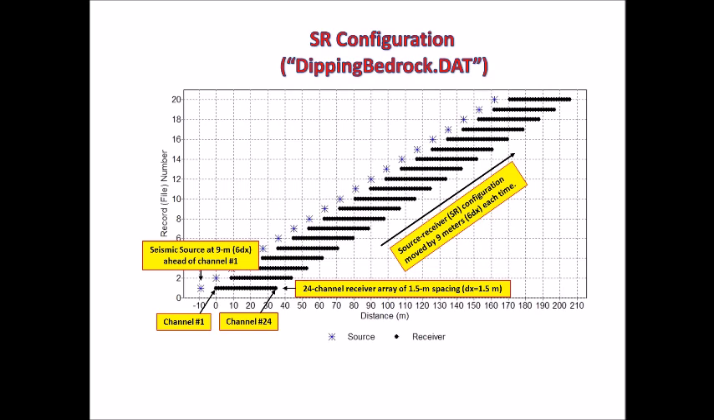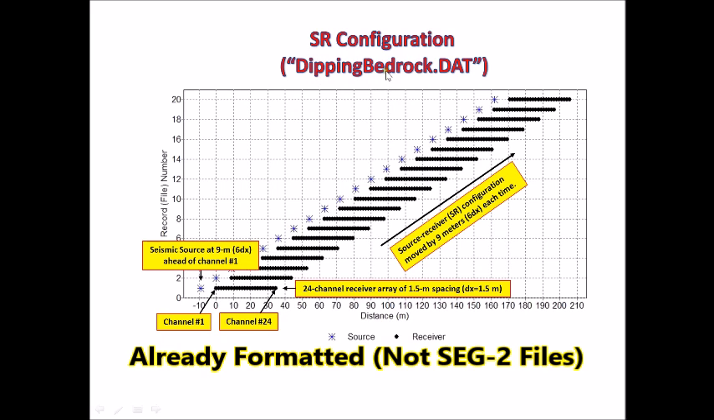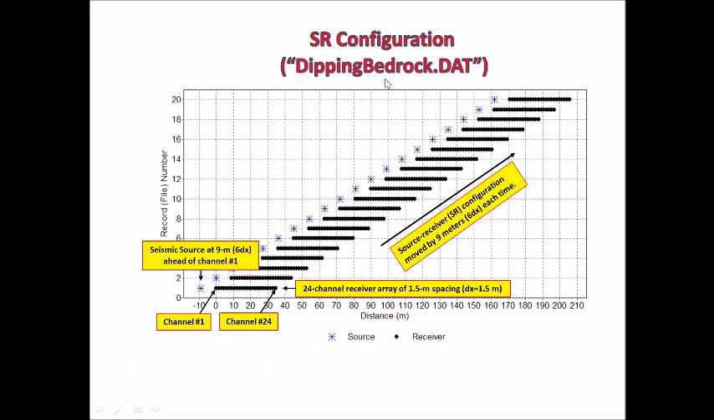This chart shows how that sample dataset called DippingBedrock.dat was generated. There were originally a total of 20 field files or field records, but all of them were formatted and combined together to make this one file called DippingBedrock.dat. So whenever you import this dataset, you have to choose formatted seismic data, not SEG2 seismic data.